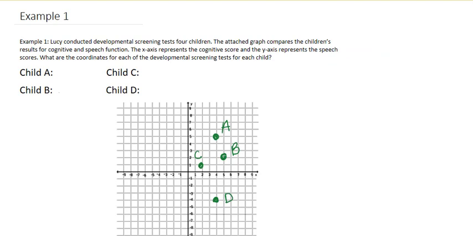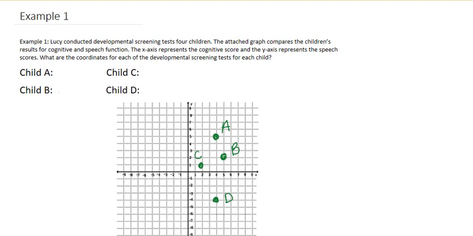Lucy conducted a developmental screening test for 4 children. The attached graph compares the children's results for cognitive and speech function. The x-axis represents the cognitive score, and the y-axis represents the speech scores. What are the coordinates for each of the developmental screening tests for each child? So, to do this, let's look at A first.